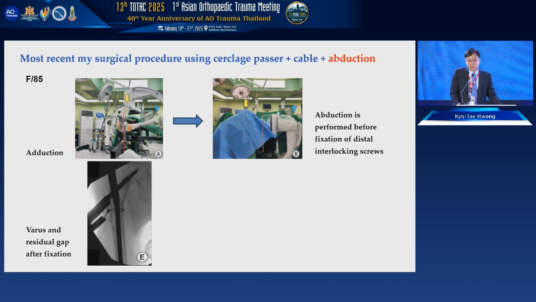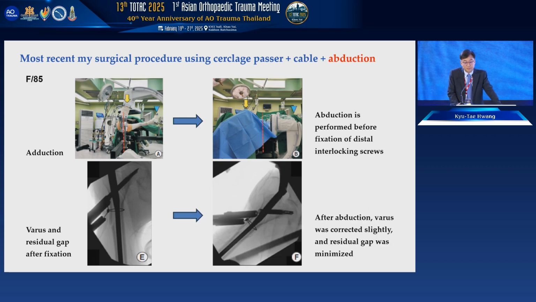Abduction should be performed before fixation of the distal interlocking screw. After abduction, varus was corrected slightly and the residual gap was minimized. You can compare the two images from the CM nail around the fracture site. You can see the change after the positional change.